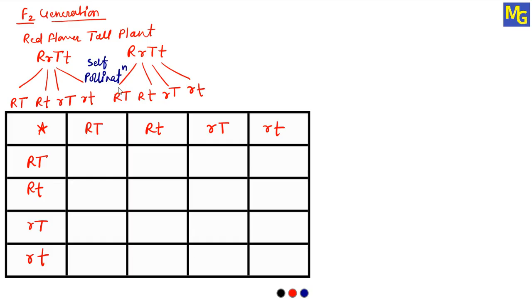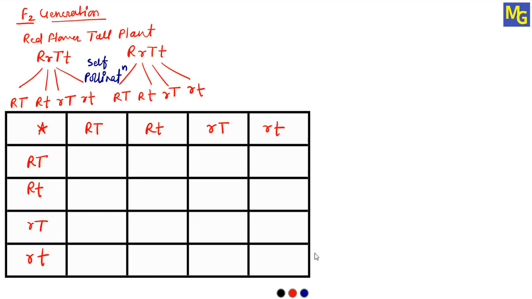Now combine and write down the result. See, if this and this get combined, whatever result you get, you have to write it here. Then this and this you have to combine, then this, and then you have to do this. And the same, repeat the procedure for this whole checkerboard.